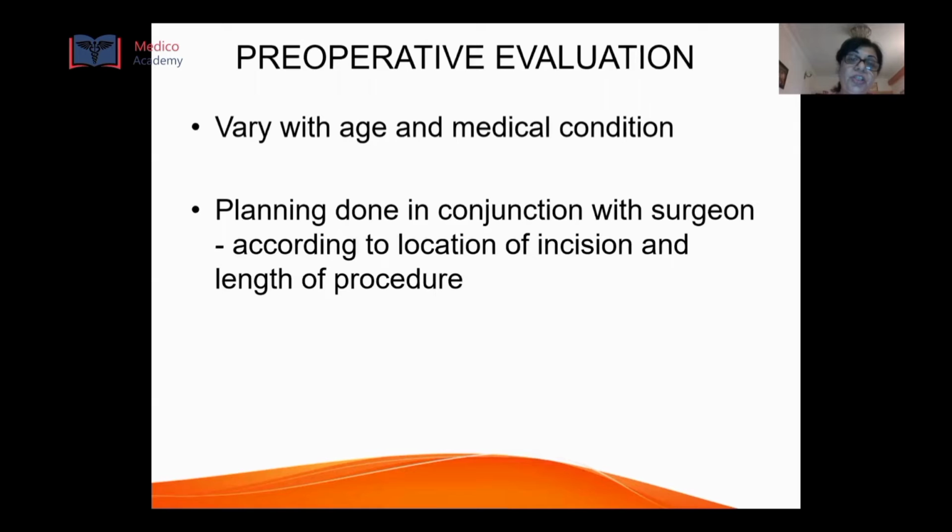Now, the pre-operative evaluation. The pre-operative evaluation varies with the age and the medical condition of the child. Planning is best done in conjunction with the surgeon to be aware of the location of the incision site, to plan a regional technique, the length of the procedure, and any individual surgical preference.